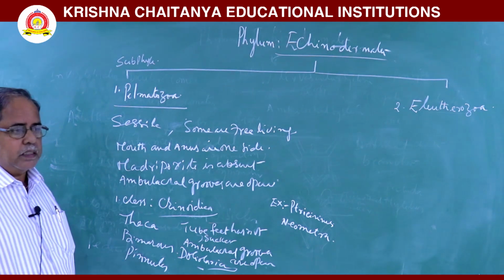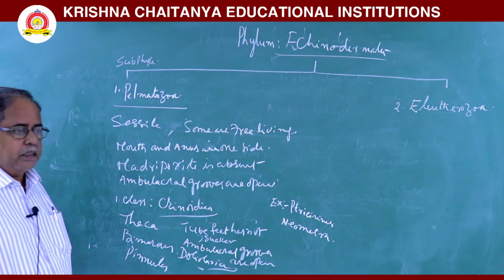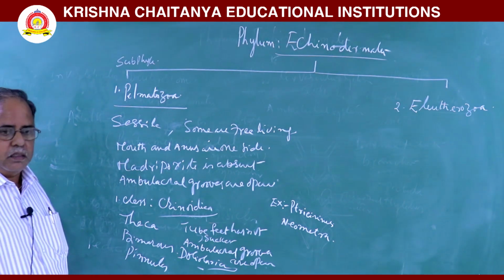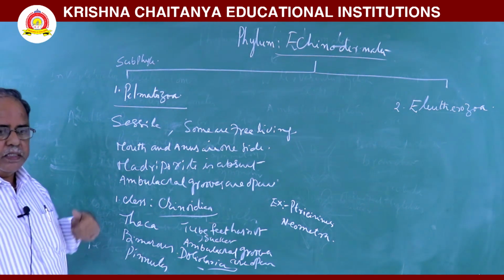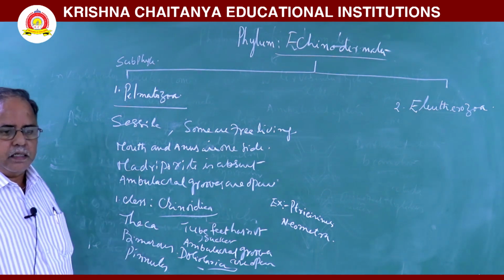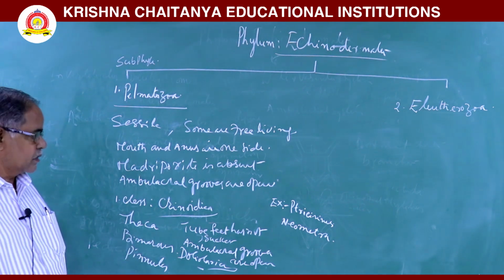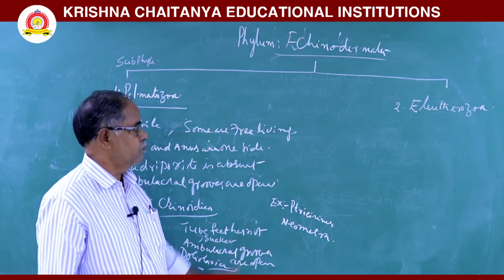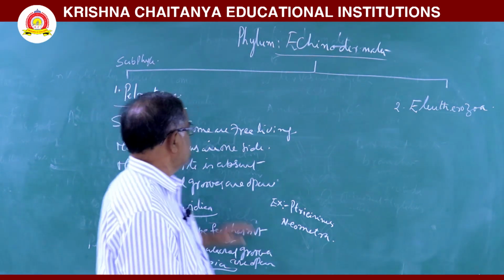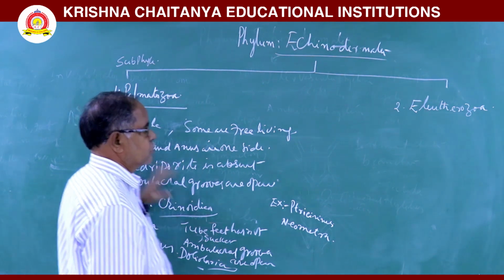Next, during developmental stages, one larva is seen. That larva is called a Doliolaria larva. This larva is modified as stalked pentacrinoid larva in feather stars. Example, Pterocerinus. Next, Neometra. This is about Pelmatozoa.